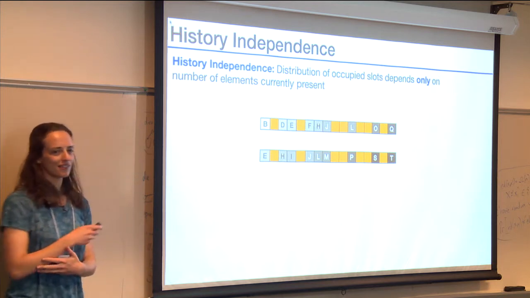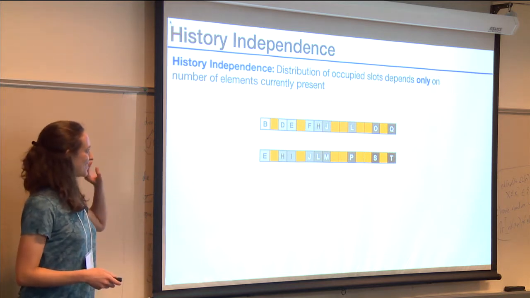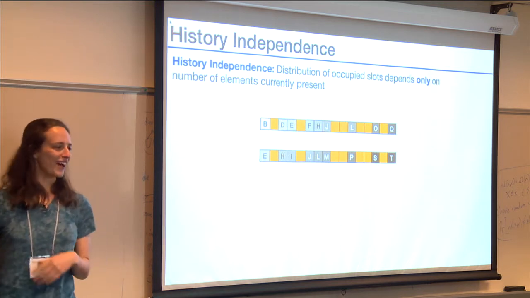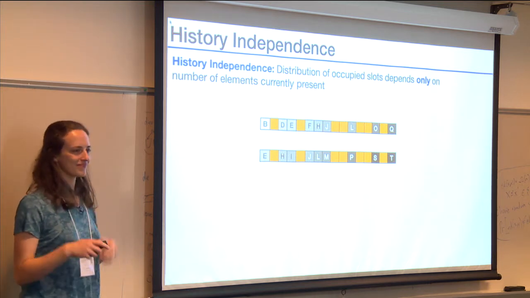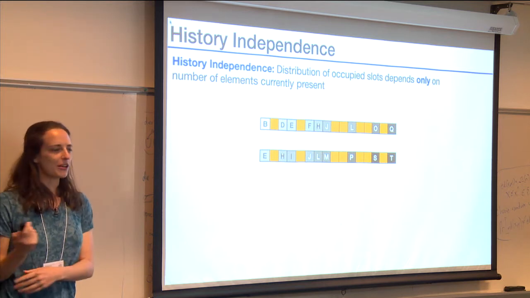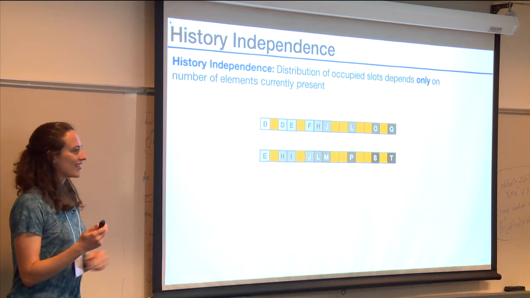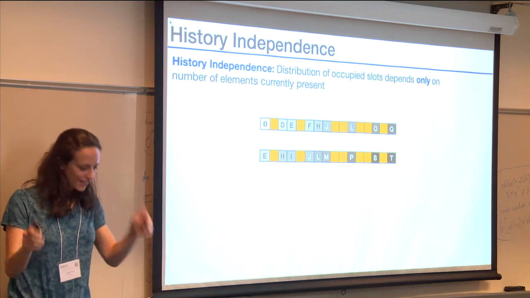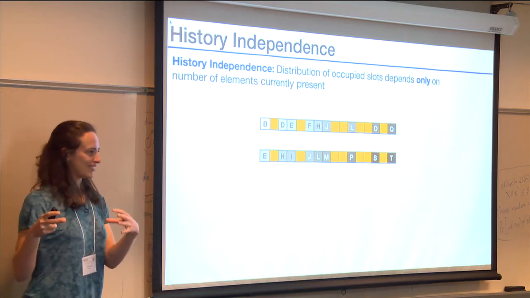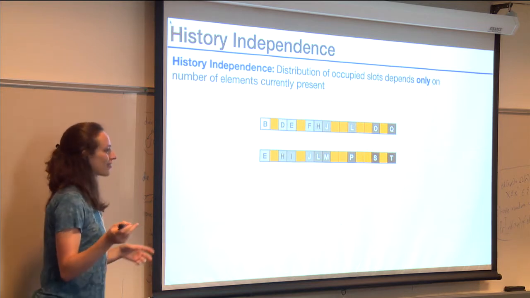Okay, so if you're satisfied with this definition of history independence, then you can ignore the following caveat, which I'll say for people who have studied history independence before. So the usual definition of history independence is that the state of the data structure depends only on the elements that are currently present in the data structure, as you've all said.